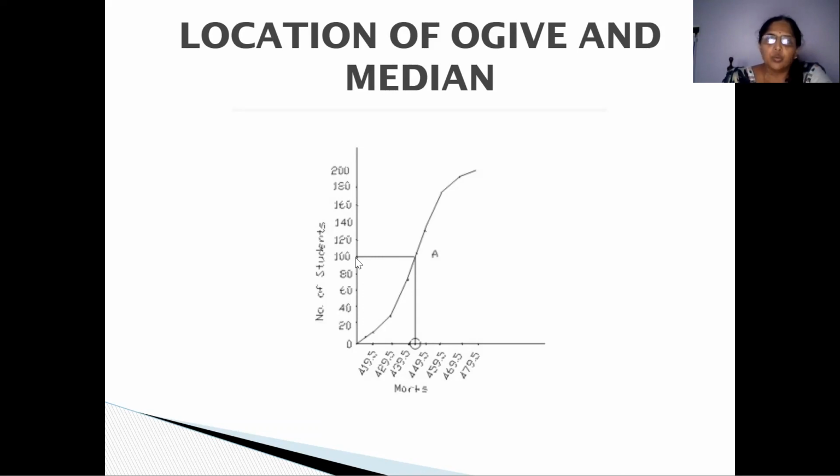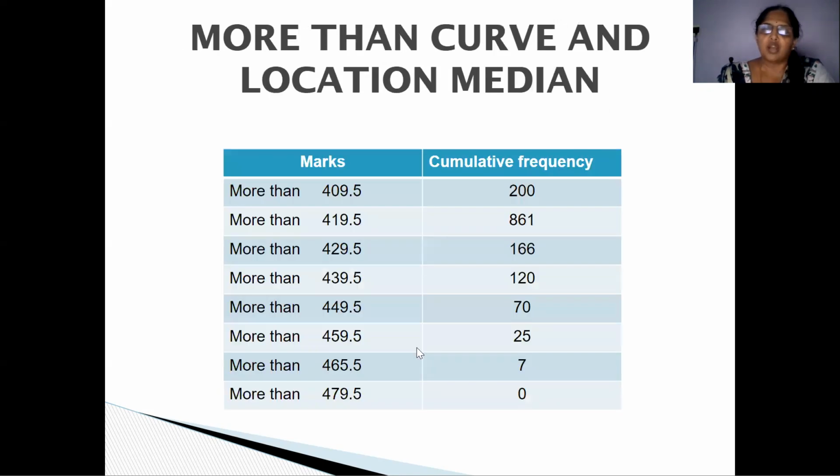N divided by 2, because this is a continuous series. N divided by 2, how much are we going to get? That is nothing but 100. So 100 is here. Connect this point and this point to here. This is the median. The median value is here, between 439 and 449.